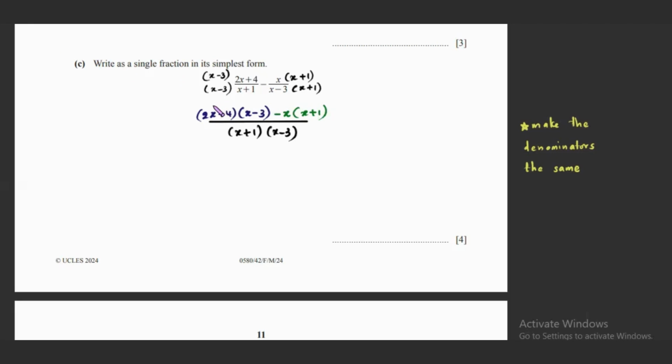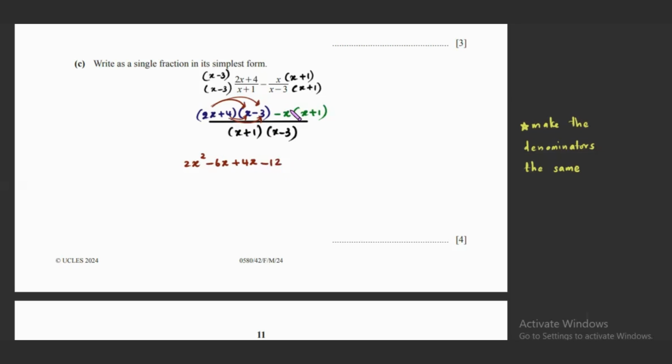So to do that, 2x, now I have two brackets here. So when we have two brackets, I need to multiply both the terms in the first bracket with both the terms in the second bracket. So 2x times x is 2x squared. Then I have 2x times minus 3, which is minus 6x. 4 times x, which is 4x. 4 times minus 3, which is minus 12.